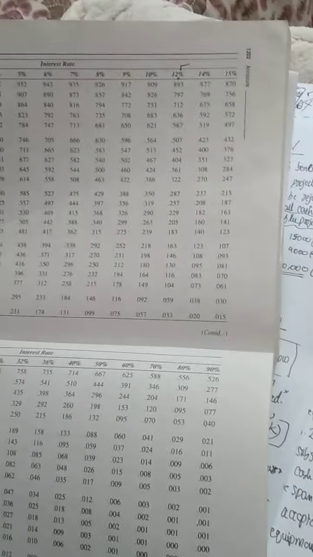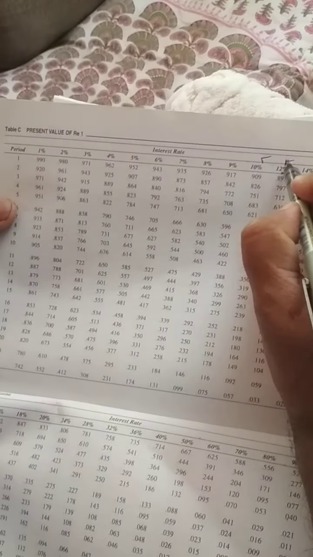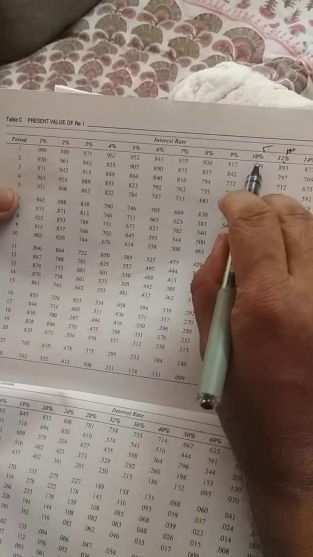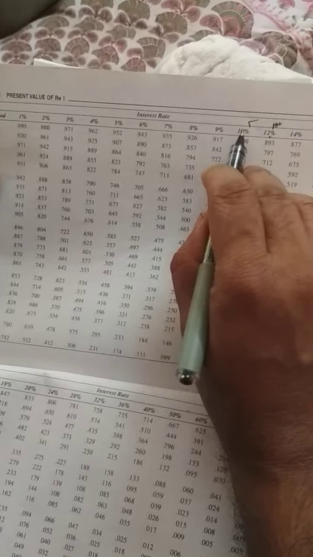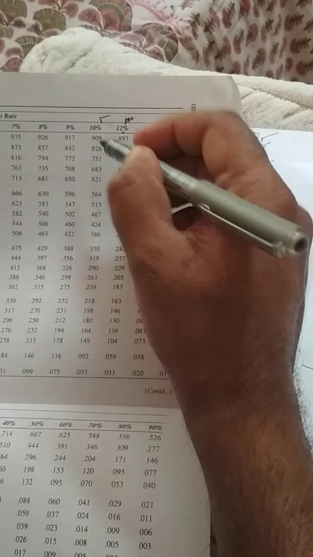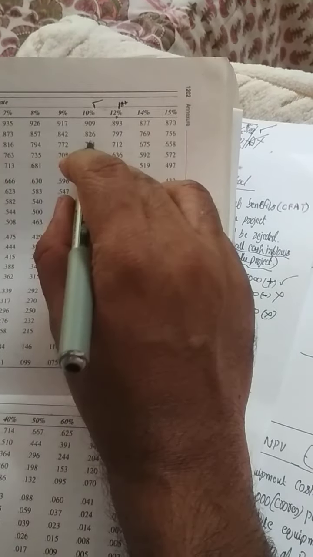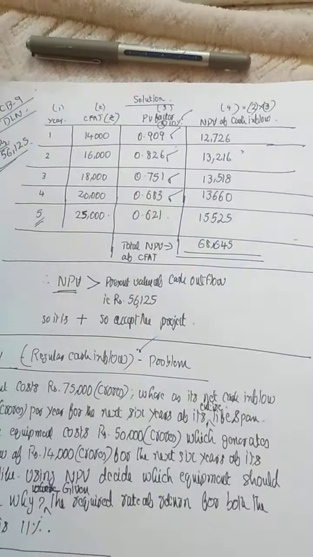So 10% we are taking, and the first year, what is it? In the earlier problem we had used 12%. First year the value is 0.9009 at 10%. So we are putting that. For the next 4 years we are taking the values at 10%. Second year it is 0.826. Third year it is 0.751. Fourth year it is 0.683. Fifth year it is 0.621.